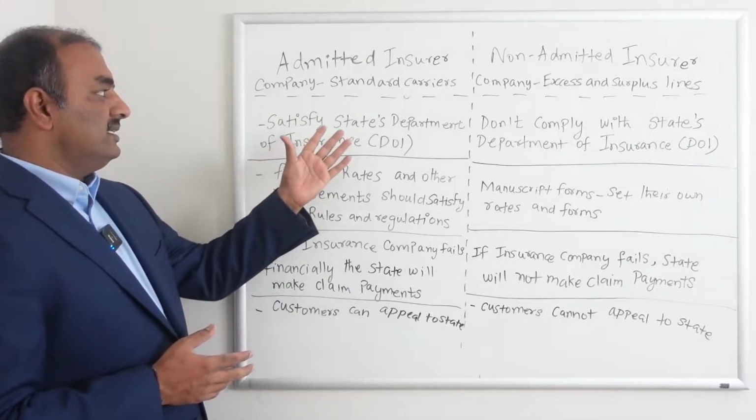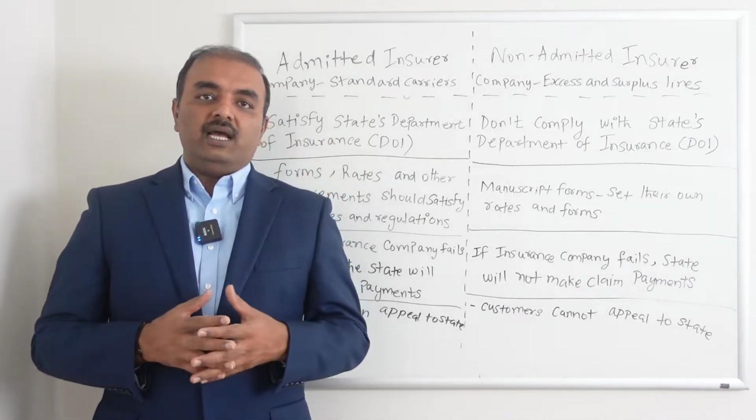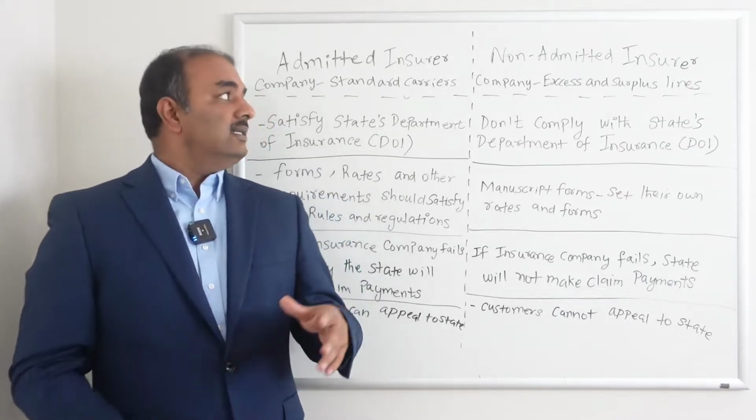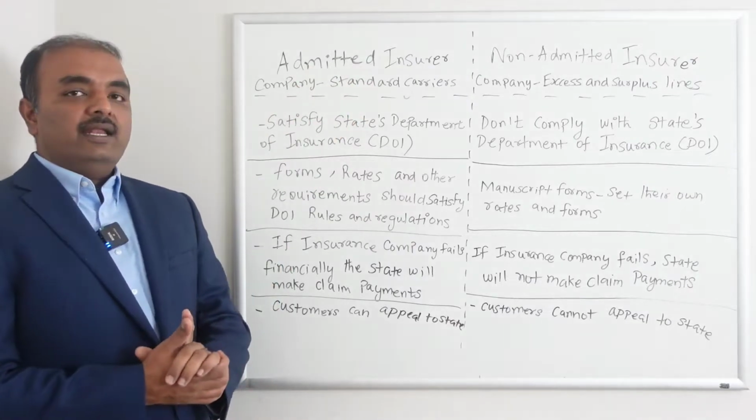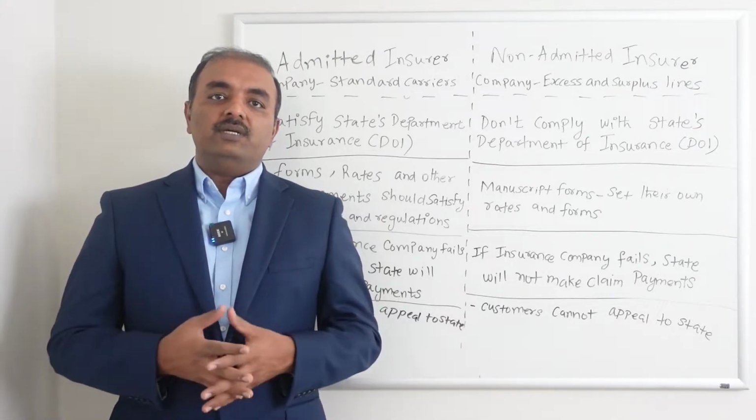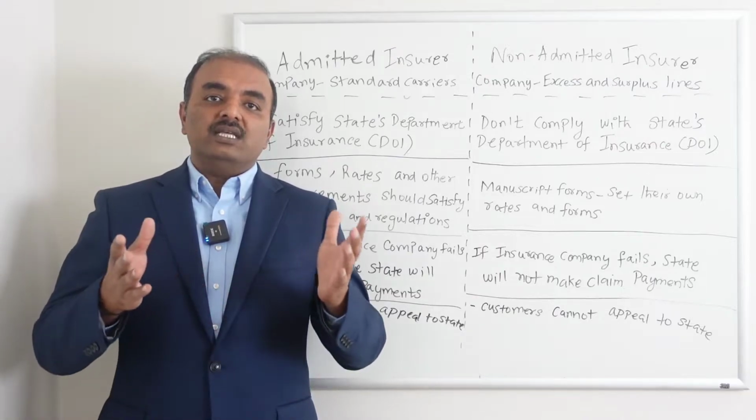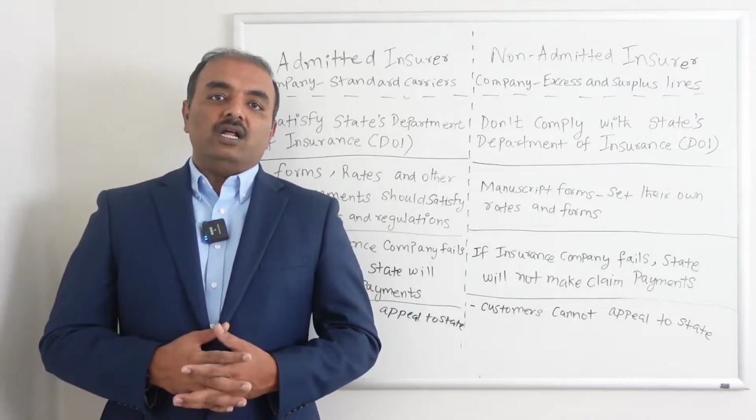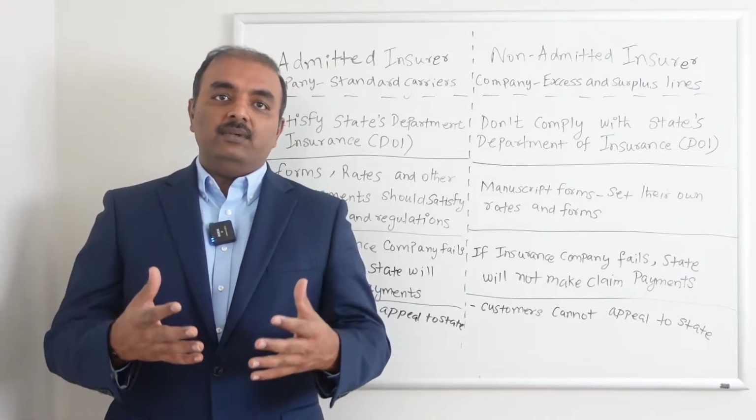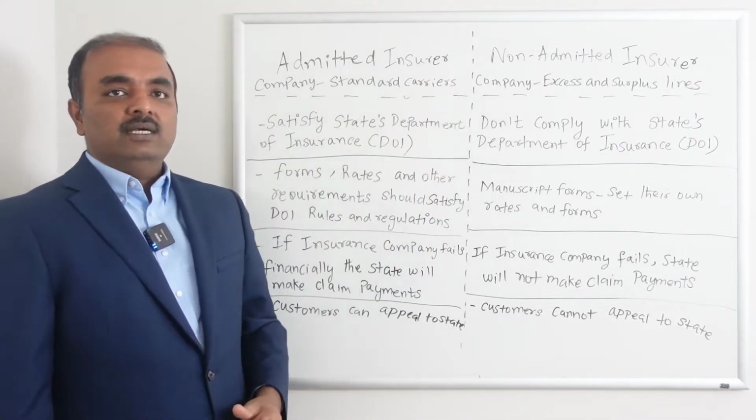Basically they satisfy the state's Department of Insurance rules, which means every insurance company has to comply with the state's rules, and only then will they be called an admitted insurer. Again, there are some criteria for this, right? Say this insurance company is providing insurance to businesses or customers who are not too risky. When I say too risky, they should not have too many critical exposures, and that's where the state approves them as an admitted insurer. Whereas non-admitted insurance can be different, right?